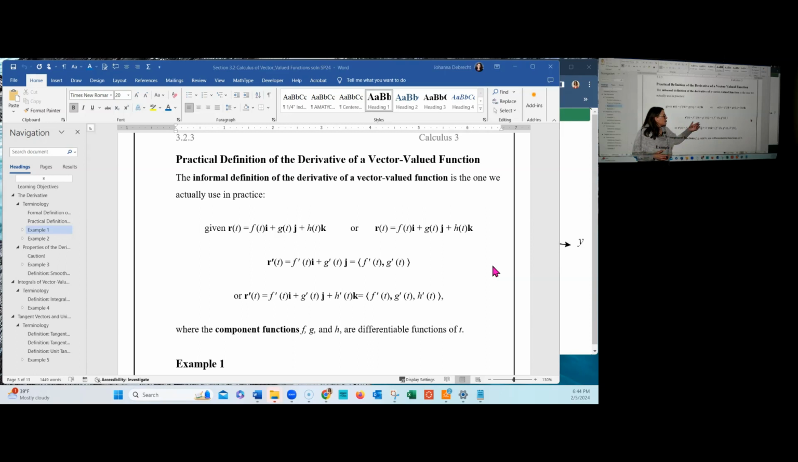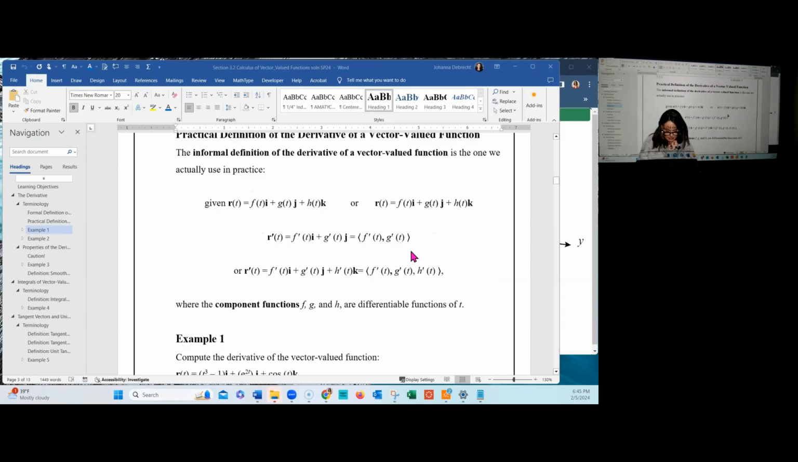So this would give us f prime of t, g prime of t in 2 dimensions, and the vector f prime of t, g prime of t, and h prime of t in 3 dimensions. The component functions f, g, and h have to be differentiable functions of t. If they're not differentiable, then r of t is not differentiable.